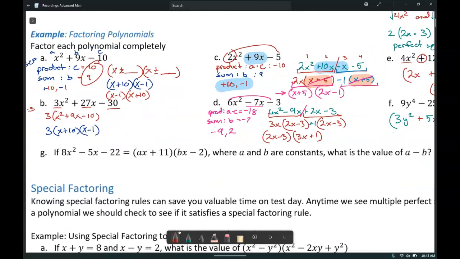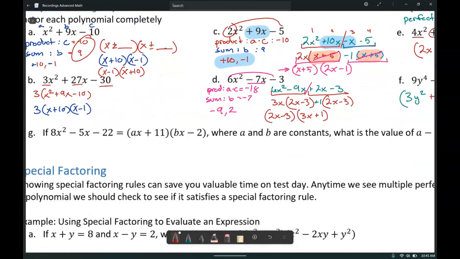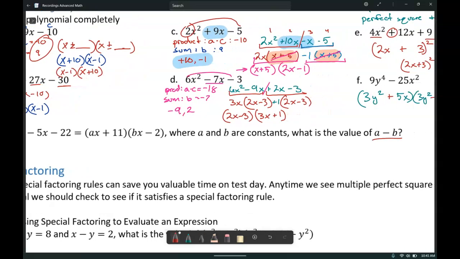So now let's look at a little bit more analytical problem. If we have 8x squared minus 5x minus 22, and it's factored to equal those two given binomials, a and b are constants, we want to find the value of a minus b.